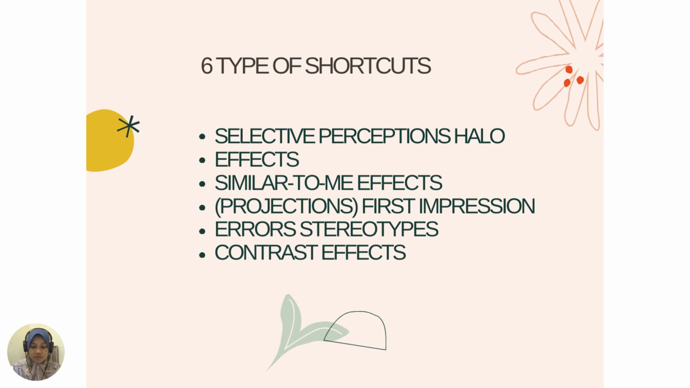selective perception. We tend to notice only a few characteristics or things around us. This tendency to focus on a certain aspect while ignoring others is called selective perception.